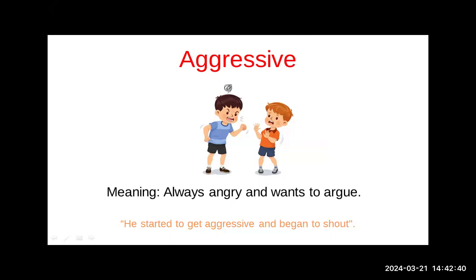Aggressive. I thought it's a positive word. It can be, depending. So if you say she's an aggressive worker, maybe that might be good at work, right? But usually it's negative. So aggressive, someone who's always angry, wants to argue, right?